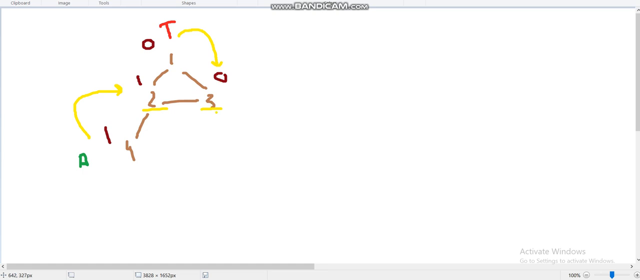Now the second move will be Takahashi moves to 2 and Aoki moves to 3. The third move will be Takahashi moves to 1 and Aoki moves to 4. So our final goal is that Takahashi moves to n and Aoki moves to 1. The initial configuration is (1, n), and we have to make the moves in such a way that Takahashi ends at n and Aoki ends at 1.